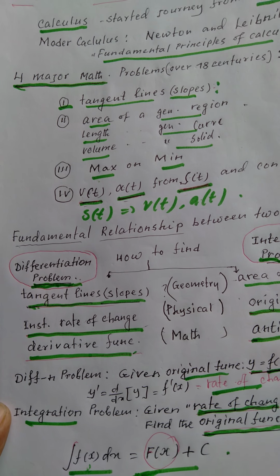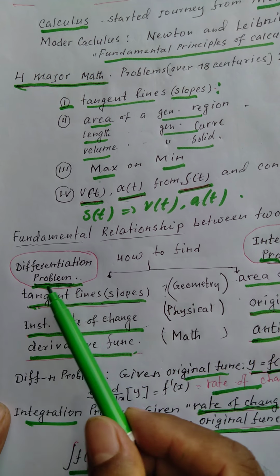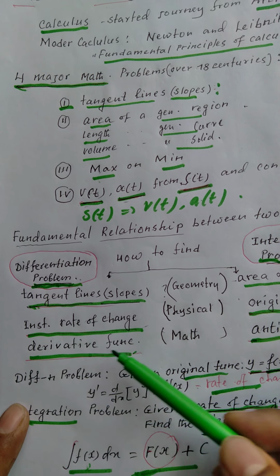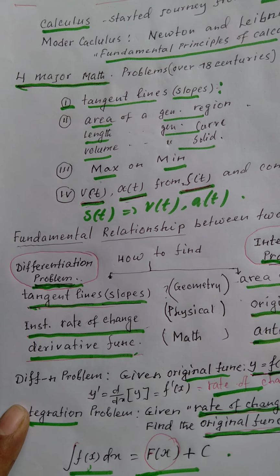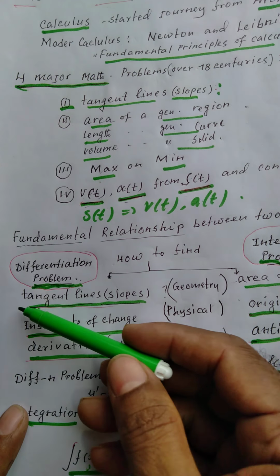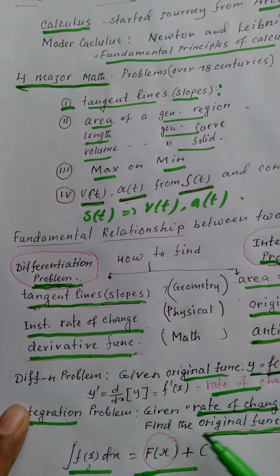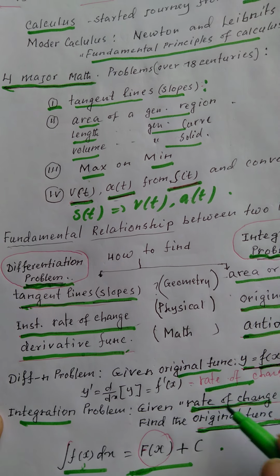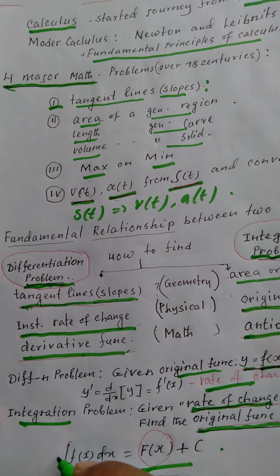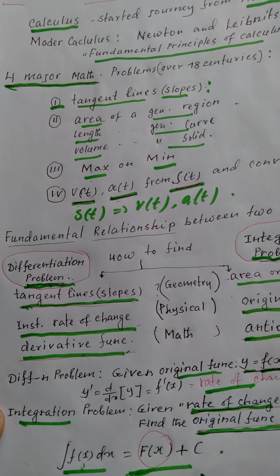So we can see that the fundamental relationship between differentiation and integration connects two types of problems, that is, the derivative function and the antiderivative function. Or geometrically, the tangent line or slopes problem to the area function, or physically, the rate of change function to the original function. By differentiation we get from the original function to the rate of change function, and by integration we get from the rate of change function the original function or antiderivative function.